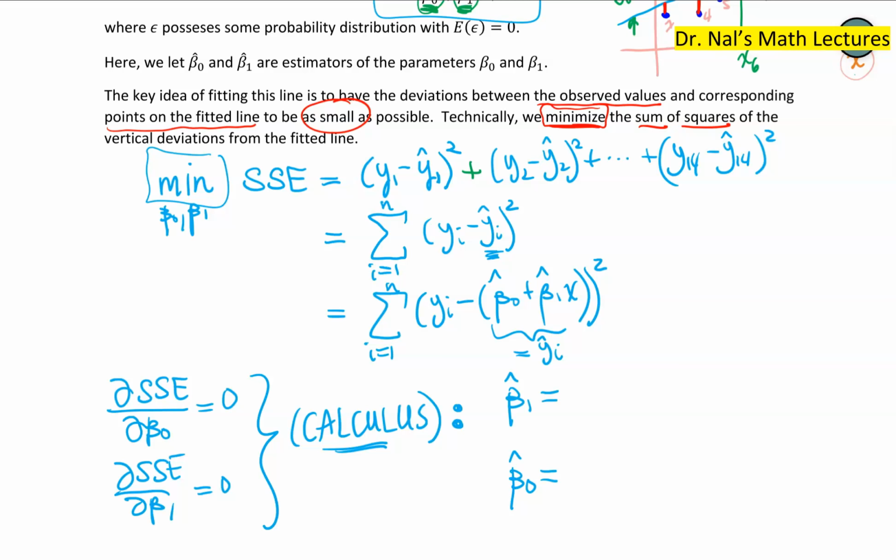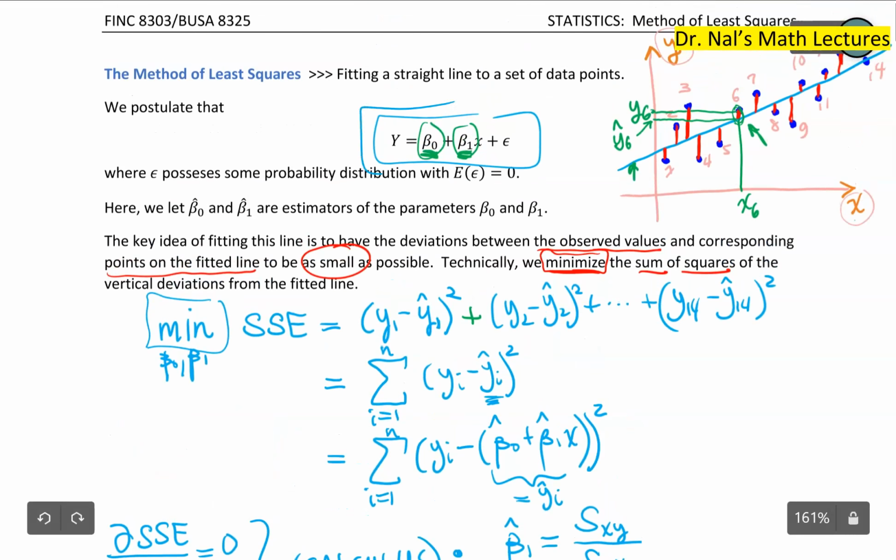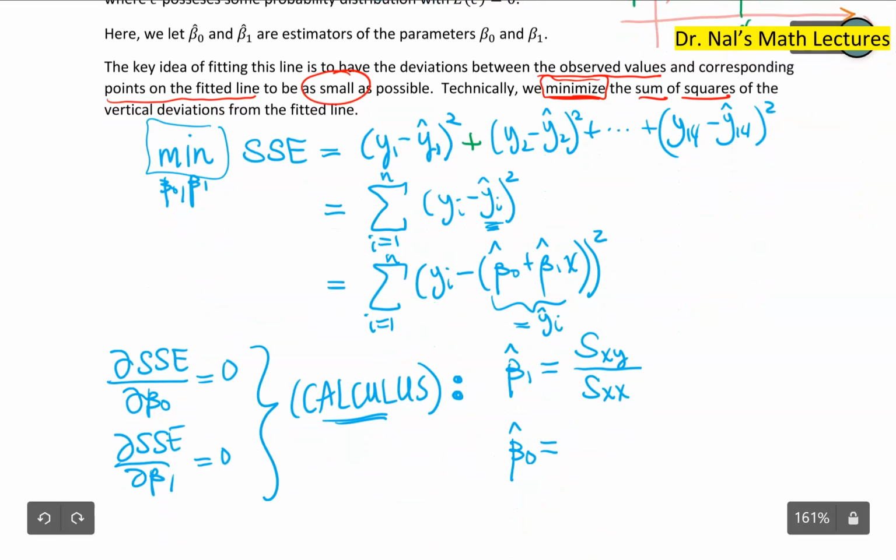For beta 1 hat, I will simplify it. It is something like this: sxy divided by sxx. And for beta 0 hat, that one is even easier. Once you find beta 1 hat, you can just substitute into the linear equation. So beta 0 hat will end up being y bar minus beta 1 hat times x bar, where y bar and x bar are the averages of those variables. That's it. That's the solution for the betas.